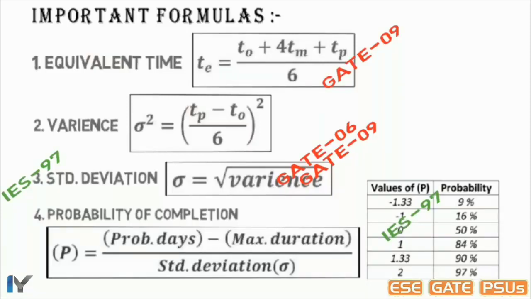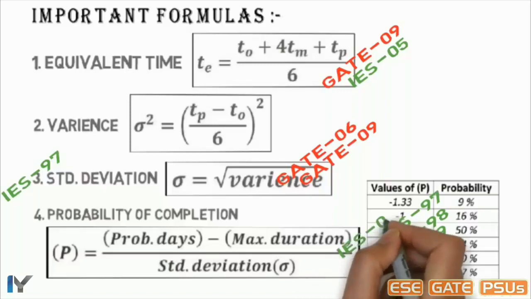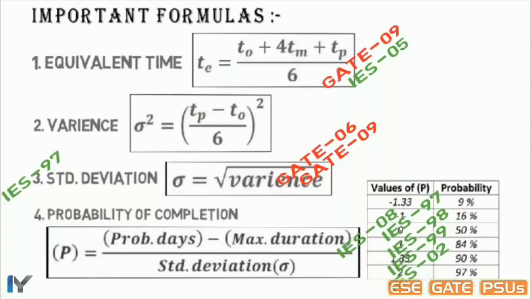Variance and maximum duration was also given, but this table was not given. So you must learn this table by heart. Same type of question was repeated in ESE 98, 99 and 2002. In 2005, all the 3 times were given in the question, simply use this formula to find out expected time of activity. In 2008, again, maximum duration and standard deviation was given in the question and asking what is the probability that the project will be completed in 24 months.